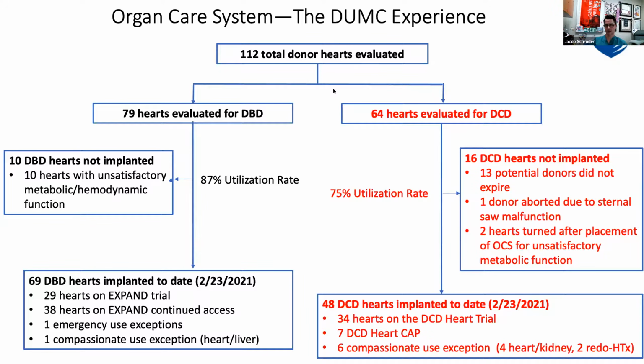Early on, we turned down 2 hearts on the OCS, and that was very, very early on. What we've realized is that if we pick the right donor and their warm ischemic time is okay, then there's really no reason to turn down the heart. And we haven't turned down a heart since, I think, the first 6 weeks of the trial. So to date, we've done 48 DCD heart transplants, 34 in the initial part of the trial. We've done 7 in the heart cap, or that should be 8, I guess. And then 6 compassionate use exceptions, 4 heart-kidneys and 2 redo heart transplants, because as part of the trial, combined organ transplant and redo heart transplant cannot be entered into the trial.